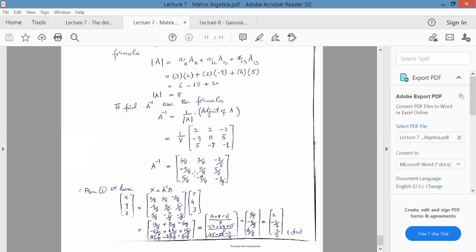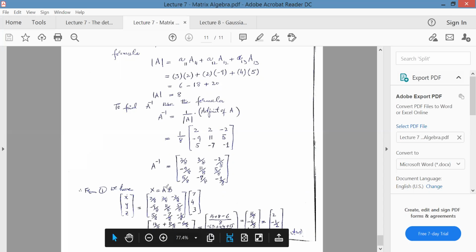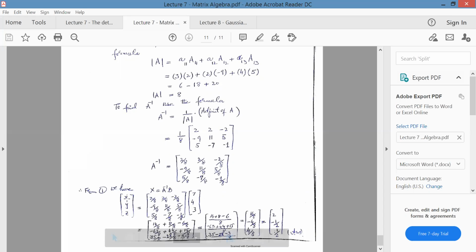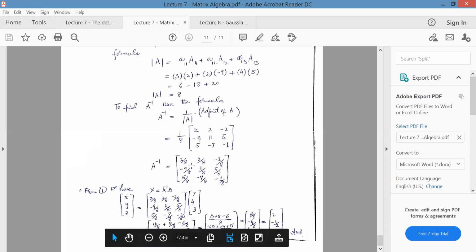This is not the solution because your question was not to find the value of A inverse. Your question was to solve the system of equations. Then we have to go back to equation number 1, where I told you this will be the solution. In equation 1, this was X equal to A inverse B. Okay. The matrix X was X, Y, Z. A inverse you have just obtained right here, and the B matrix was 7, 4, 3, you remember.